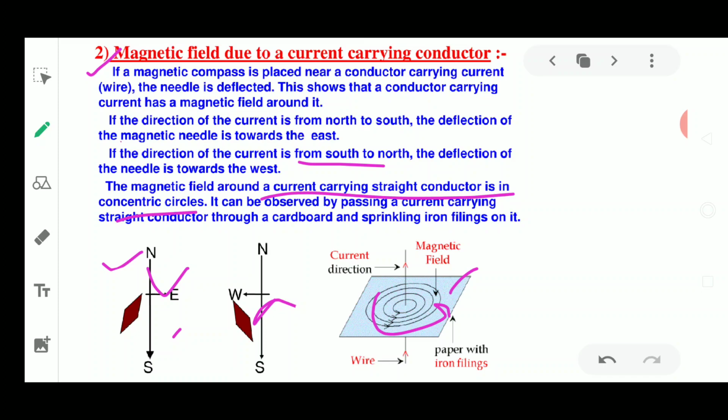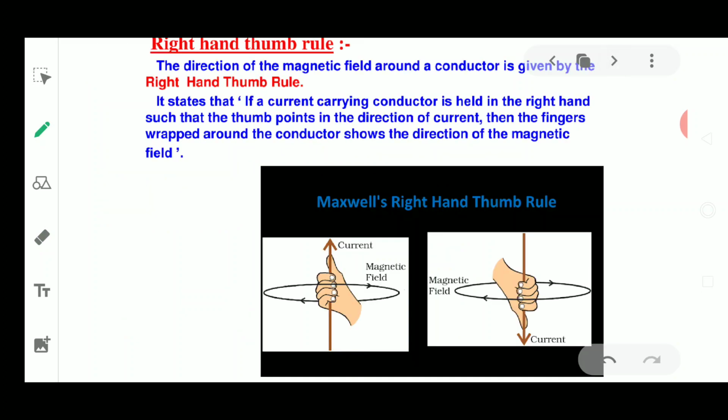It can be observed by passing current in a straight current carrying conductor through a cardboard by sprinkling some iron filings over it. Now as soon as you switch it off, the iron filings are going to be displaced once you tap the cardboard again. Now again, if you switch it on and tap that cardboard for some time, you will see that the iron filings arrange themselves in the form of concentric circles. So this shows that current also shows certain magnetic property, and a magnetic field is also generated around a straight current carrying conductor.